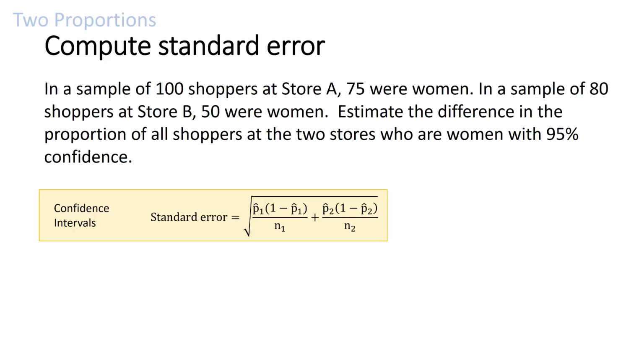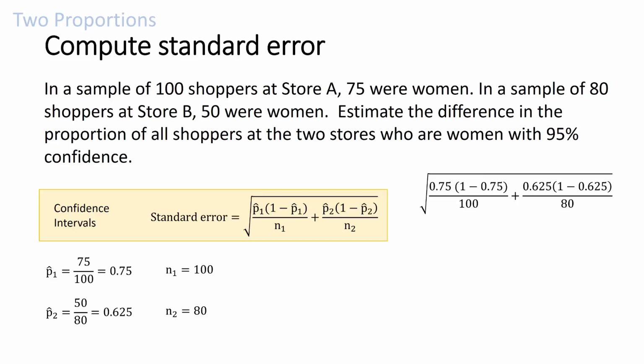Here is the formula that we use to compute the standard error for the difference between two proportions when we're constructing a confidence interval. For this scenario, we're estimating the proportion of customers who are women. For group 1, which is store A, the sample proportion is 75 over 100, which is 0.75, and the sample size is 100. For group 2, which is store B, the sample proportion is 50 over 80, which is 0.625, and the sample size is 80.